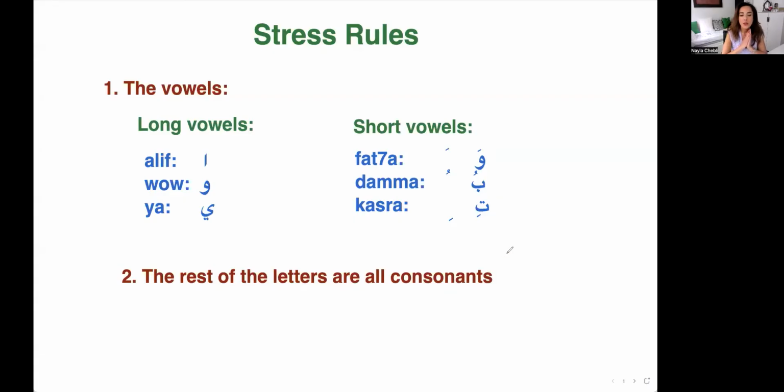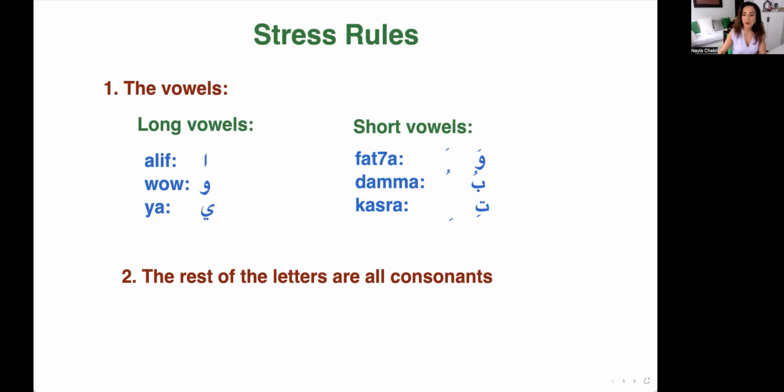First of all, you need to know what are the vowels and what are the consonants in Arabic. The vowels, you have two kinds, long vowels and short vowels. The long vowels are three, the alif, the waw, and the ya. The short vowels are also three, the fatha, which is pronounced as a, the dhamma, pronounced as u, and the kasra, pronounced as i. There's also the sukoon, but since it's silent, I'm not gonna count it here. The rest of the Arabic letters are all consonants.